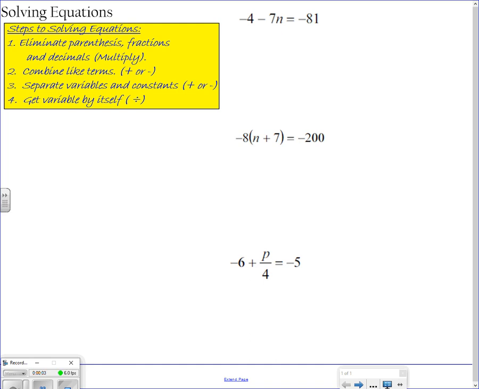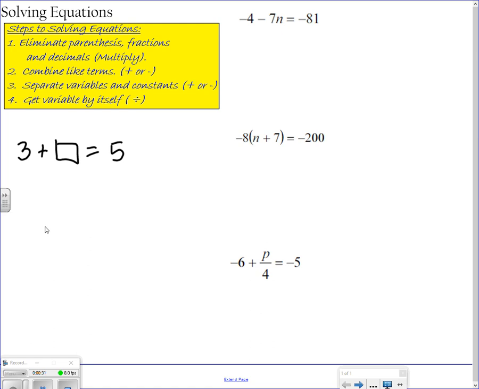Okay, this video is about solving equations. And you know what? You've been solving equations since you were probably in first grade. They will give you a problem like this: 3 plus a number should give you 5. And normally you would say, okay, that number will be 2.